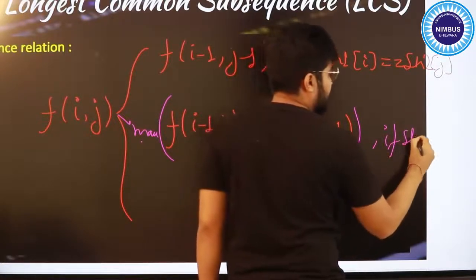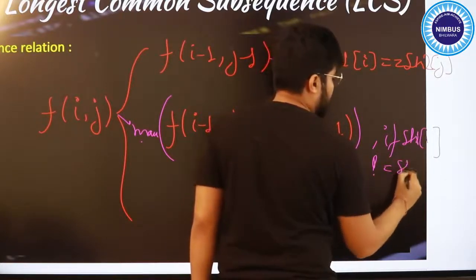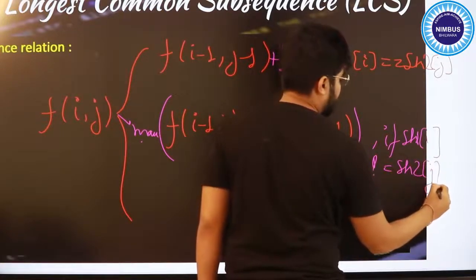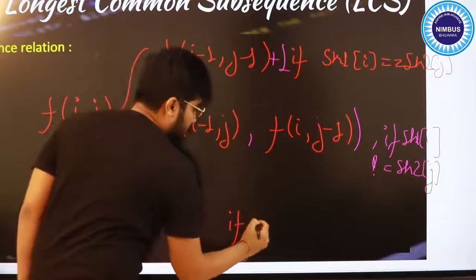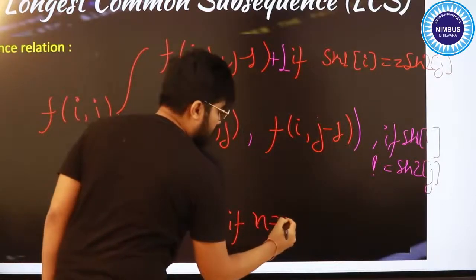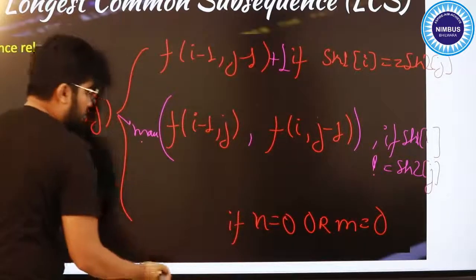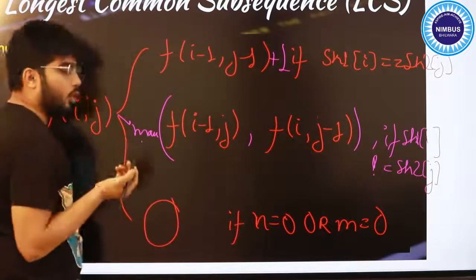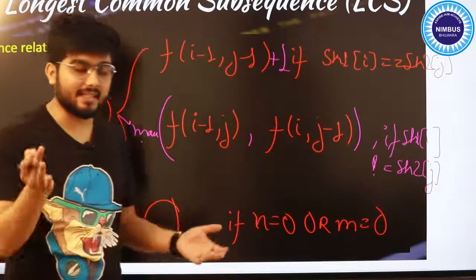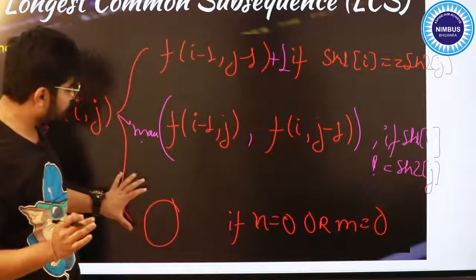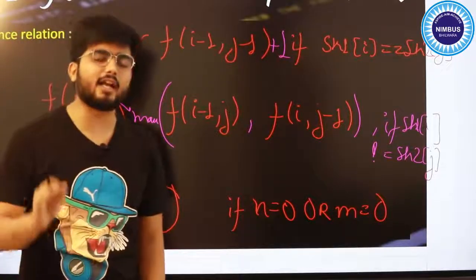इफ स्ट्रिंग वन ऑफ आई इज नॉट इक्वल टू स्ट्रिंग टू ऑफ जे, ठीक है. अच्छा एक फाइनल कंडीशन क्या रह गई कि इफ योर एन इक्वल्स टू जीरो लेट्स से और योर एम इक्वल्स टू जीरो. नाउ इन दीज टू कंडीशंस व्हाट विल हैपन. जीरो. अगर एक स्ट्रिंग है ही नहीं, नल स्ट्रिंग का तुम एलसीएस, लॉन्गेस्ट कॉमन सब सिक्वेंस निकालोगे तो आंसर आएगा जीरो. ठीक है चलो बहुत सिंपल है, आप इसको कोड करना है, एटलीस्ट एक बार खुद ट्राई करो कोड करने का. नहीं होता है तो ऑब्वियसली मैं तो कर ही रहा हूं.